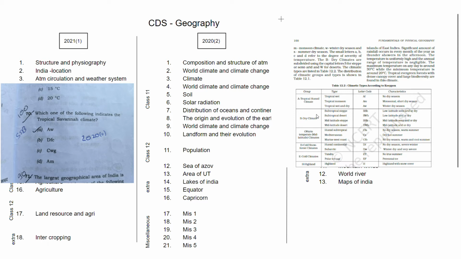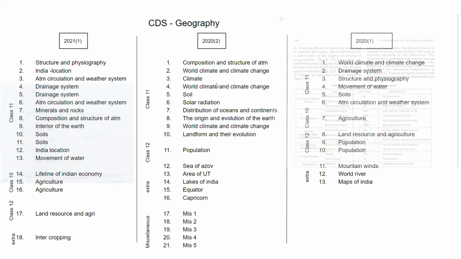Savanna climate is also called tropical wet and dry. In the screenshot you won't be able to see it, but when you read about the tropical wet and dry climate, it is specifically written that it is also called the tropical savanna climate. Now, the indicator of tropical savanna climate is Aw. It is mentioned. Now moving to the next question, which is from soil.